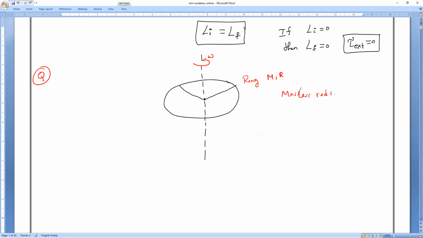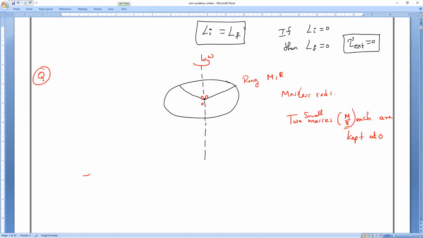Now, two small masses, whose mass is m by 8 each, are kept at O. This is the O point. How many masses did I keep? Two masses, whose mass is m by 8. Are you all understanding? Is the question clear?